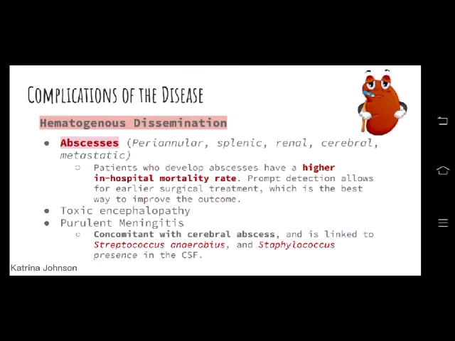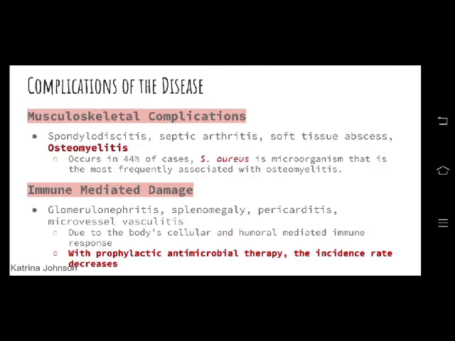Okay, so moving on to musculoskeletal complications. These occur in around 44% of infective endocarditis cases, and manifestations include spondylodiscitis, septic arthritis, and even osteomyelitis. The culprit responsible for most of these musculoskeletal complications would be Staphylococcus aureus, but potentially it's really any gram-negative organism. Again, Staphylococcus aureus is really highlighted as the one most frequently associated with these complications.